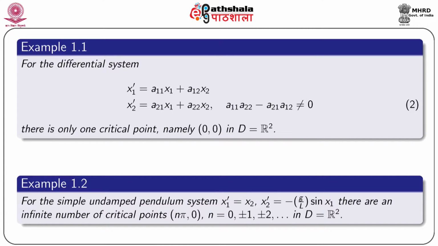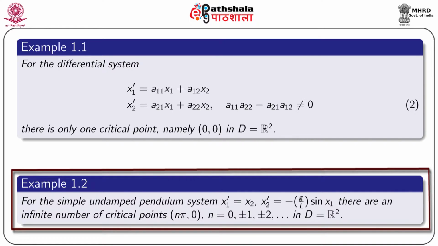Consider this system of differential equations: dx1/dt is equal to a11 x1 plus a12 x2, and dx2/dt is equal to a21 x1 plus a22 x2, where a11 a22 minus a21 a12 is not equal to 0. If that is the case, and you put both equal to 0, we will see that there is only one solution, namely (0, 0), and hence that is the only critical point of this system. In the second example, which describes the motion of a simple undamped pendulum, dx1/dt equals x2 and dx2/dt is equal to minus g/L sin x1. If you put both these equations equal to 0, we will see that there exists an infinite number of critical points, namely (n pi, 0), where n equals 0, plus or minus 1, plus or minus 2, etc.